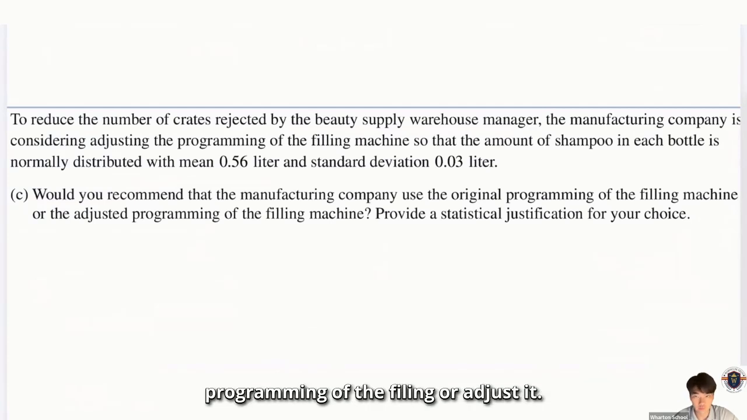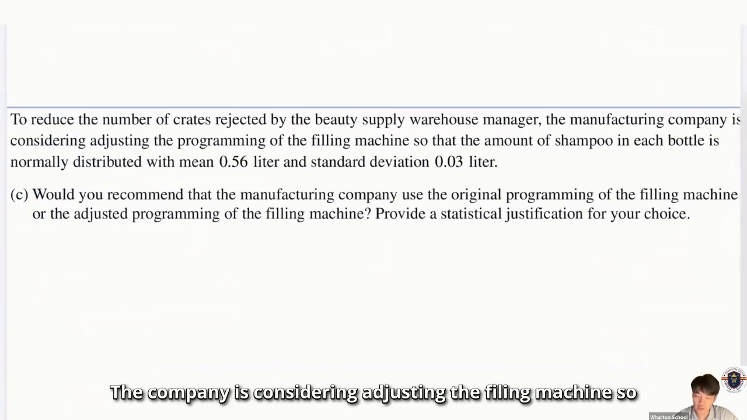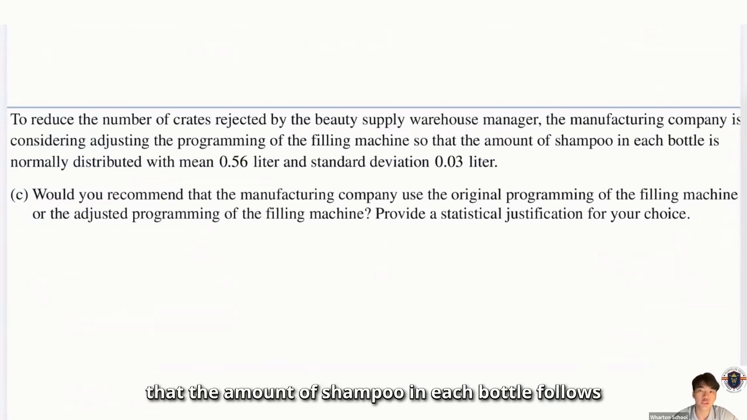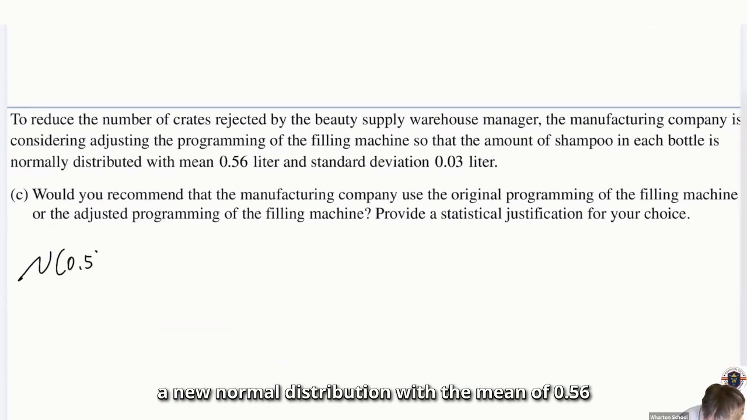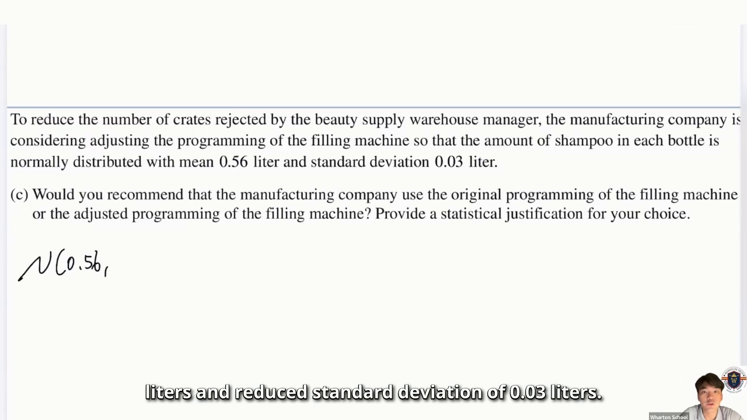The goal is to reduce the number of crates being rejected. The company is considering adjusting the filling machine so that the amount of shampoo in each bottle follows a new normal distribution with a mean of 0.56 liters and a reduced standard deviation of 0.03 liters.